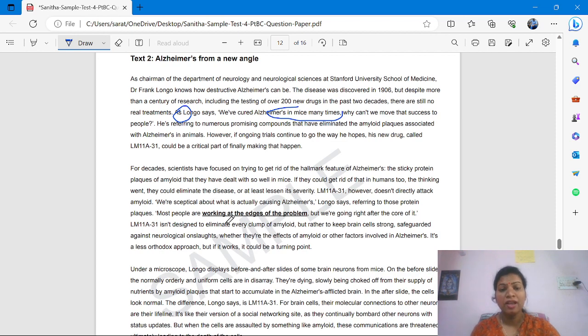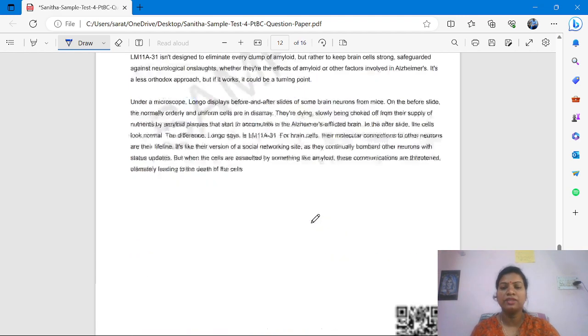Most people are working at the edges of the problem, but we are going to write after the core of it.